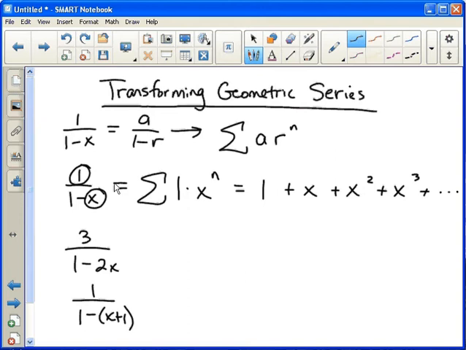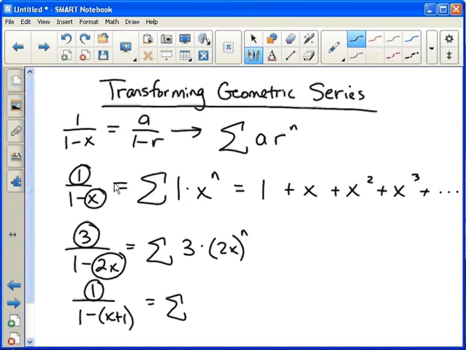Again, if you look at this example, 3 over 1 minus 2x, whatever's on top is our a, so that would be 3. Whatever's being subtracted is our r, so we'll have 2x in parentheses raised to the n. And then finally this one down here, 1 over 1 minus x plus 1. The 1 up top is our a, and whatever's being subtracted, in this case x plus 1, serves as our r. Just to answer your question, no, if a is 1, you don't have to write it right here. It's fine if you don't want to write this 1. Just trying to be very explicit about where these things are coming from.